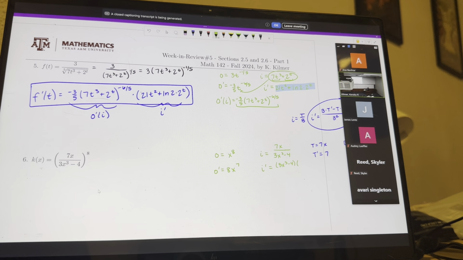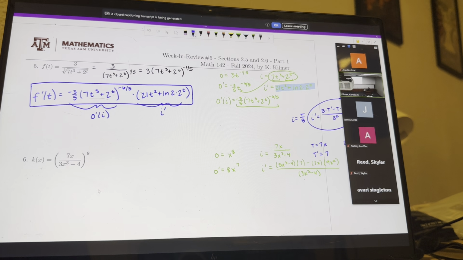Okay, so T prime is 7 minus T, which is 7x, times B prime, which is 9x squared, all divided by B squared, which is 3x cubed minus 4.